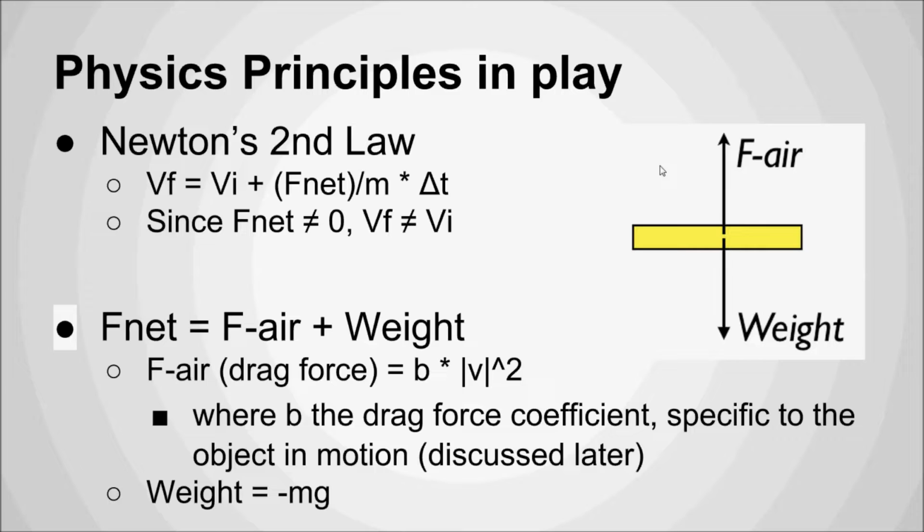These are the two forces acting on the object to make the net force. The drag force is calculated by the drag force coefficient, which is specific to the object in motion, we'll talk about it later, times the magnitude of the velocity squared. And then the weight is just equal to the object's mass times the force of gravity. We put a negative sign there because it's always in the downward direction.